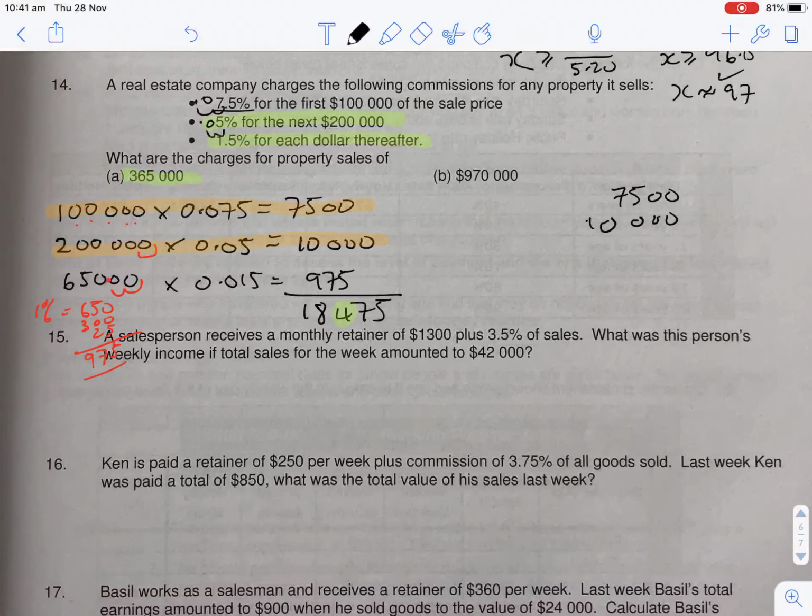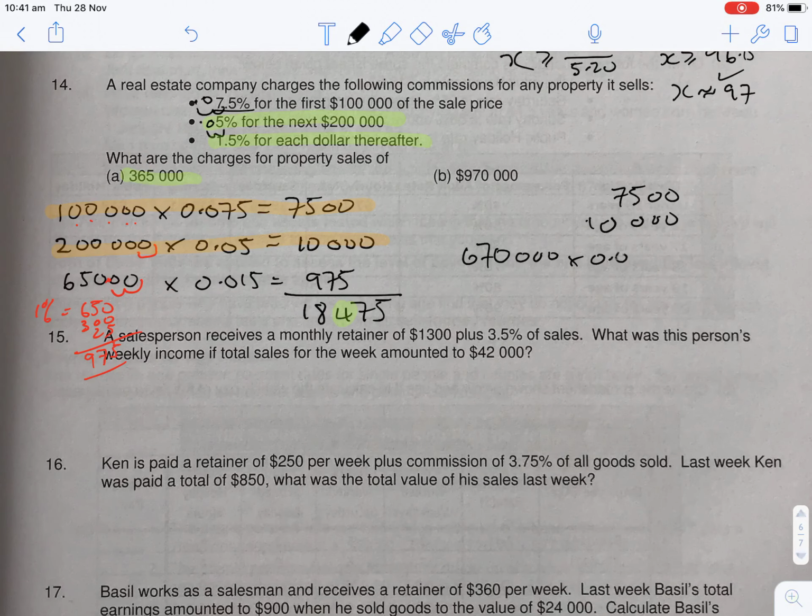And then how many dollars am I over? Well, what have I got? 970, take away the 300,000, means that my working out here would be 670,000 times the 0.015. So, oops, I didn't put all my zeros in on my 670. So I did that up for you.